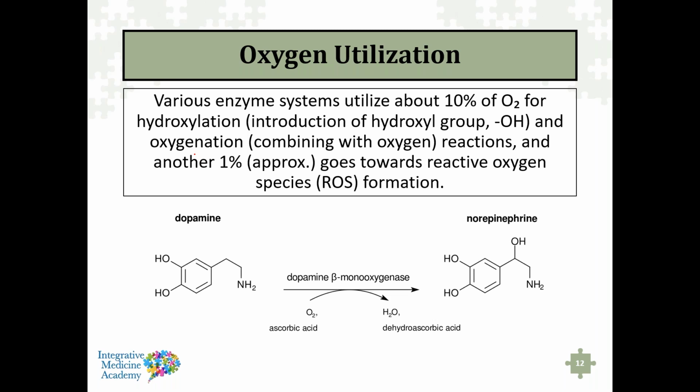So an example of a hydroxylation reaction is the dopamine beta hydroxylase or monooxygenase, which converts dopamine to norepinephrine. So this is called dopamine beta monooxygenase, or what's also called dopamine beta hydroxylase. And so we're adding a hydroxyl group to the dopamine to make it norepinephrine. So that's a hydroxylation reaction utilizing molecular oxygen.